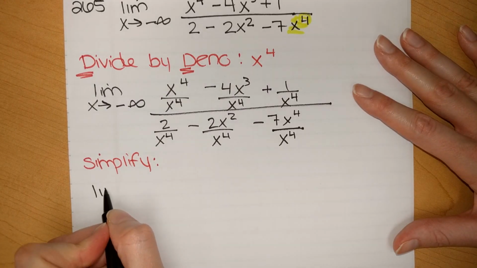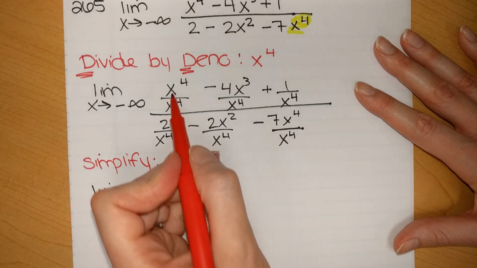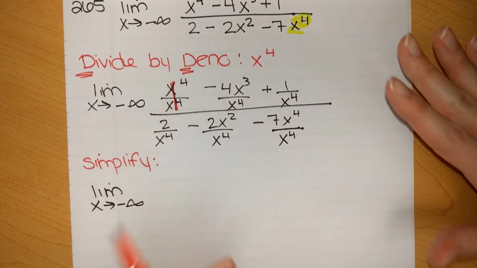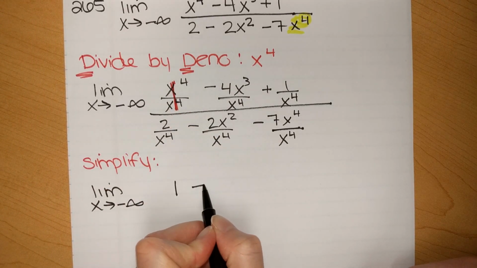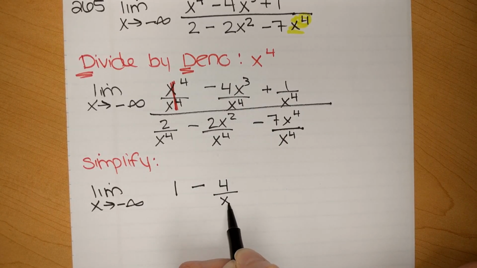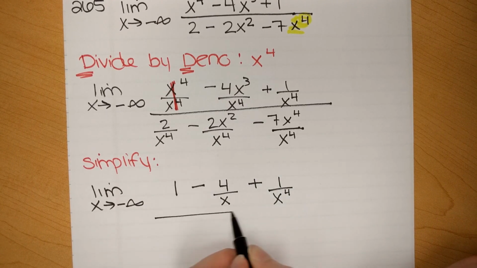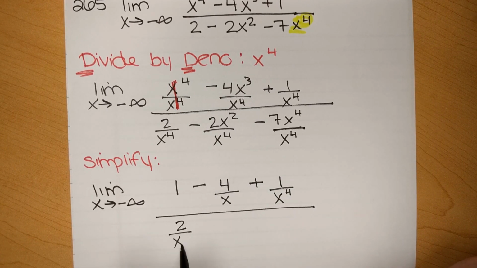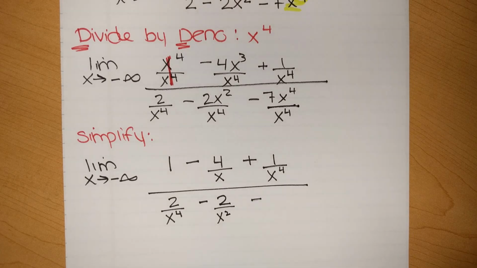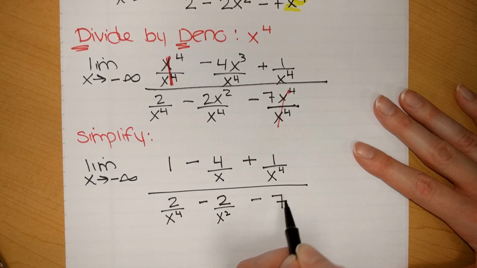All right, so to simplify here, subtracting exponents, this x to the fourth over x to the fourth becomes a 1. So we have 1 minus, subtracting these exponents, we'll be left with an x in the denominator, plus 1 over x to the fourth, over 2 over x to the fourth, minus 2 over x squared, subtracting those exponents, and then minus these x to the fourths cancel, and we get 7.